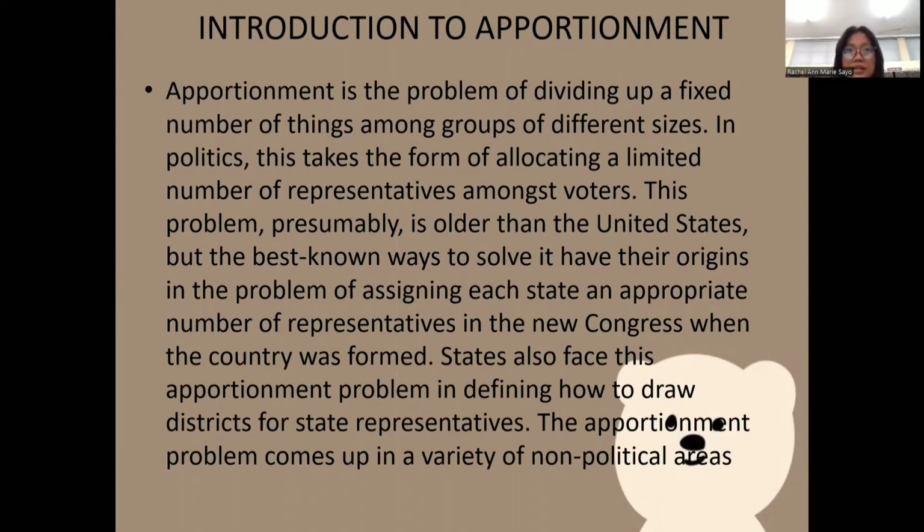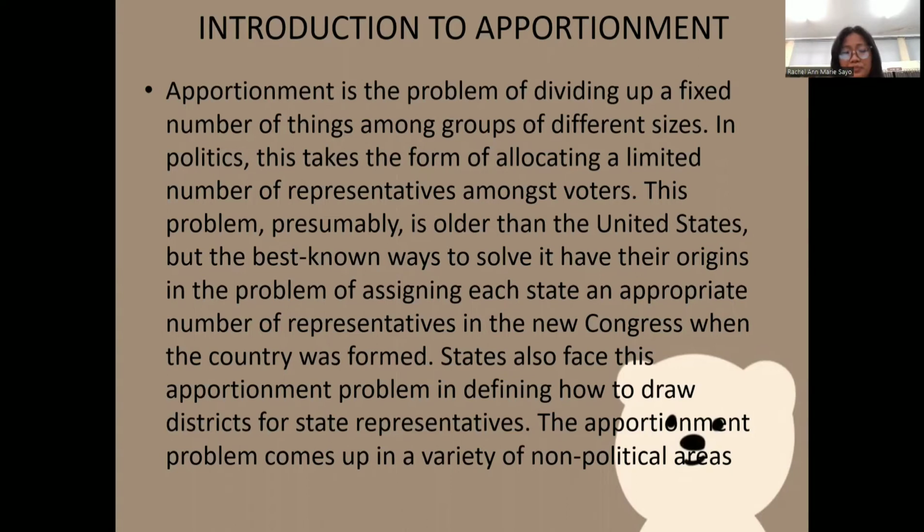This problem is presumably older than the United States, but the best known ways to solve it have their origins in the problem of assigning each state an appropriate number of representatives in the new Congress when the country was formed. States also face this apportionment problem in defining how to draw districts for state representatives. The apportionment problem comes up in a variety of non-political areas as well. So if you notice, it's not all about just solving, but it is highly related with politics.